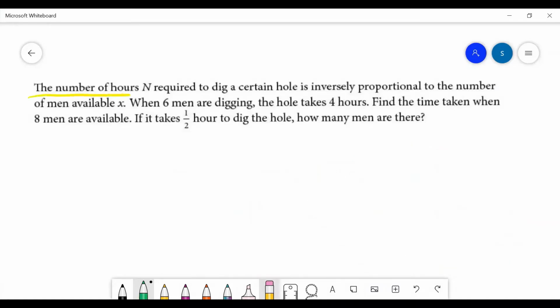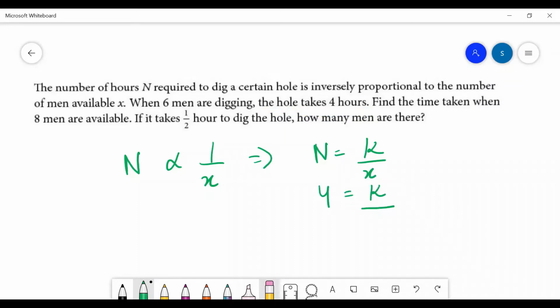Next question. The number of hours n required to dig a certain hole is inversely proportional to the number of men available, which is x. So that means n is inversely proportional to x, or in other words, n equal to k by x. Now, when 6 men are digging, the hole takes 4 hours. So here n equal to 4 equal to k by x, which is 6 men. So use this to find out the value of k, which is 6 into 4 equal to 24. That's the value of constant k.